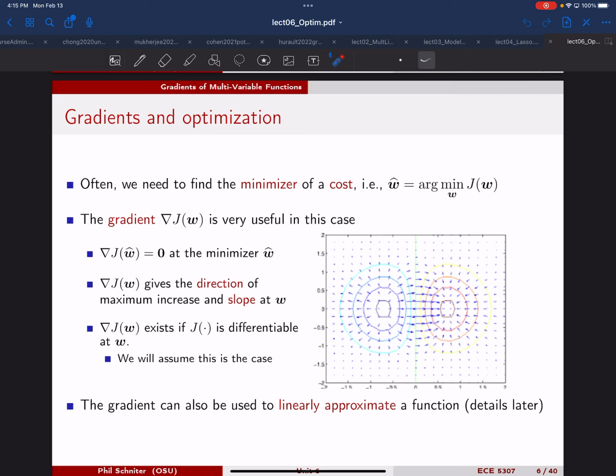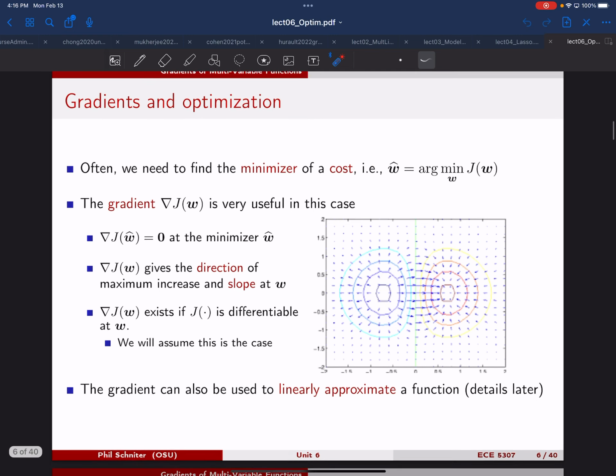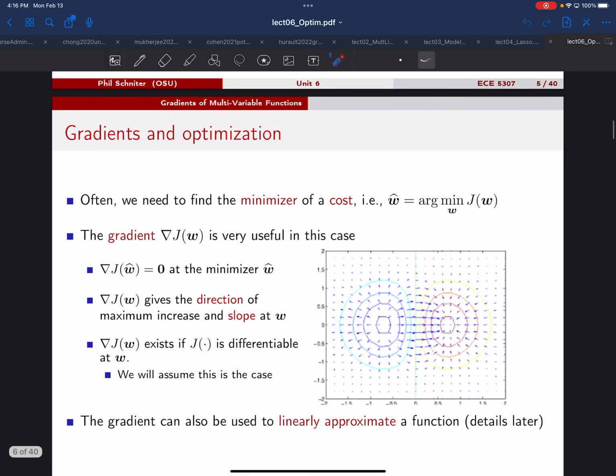We talked about it in Unit 1, talked about it in Unit 2. And so let's review a few of these things before diving in a little bit more deeply. So our objective here is to find the minimizer, W hat, of some cost J. That's the W's that minimize J.